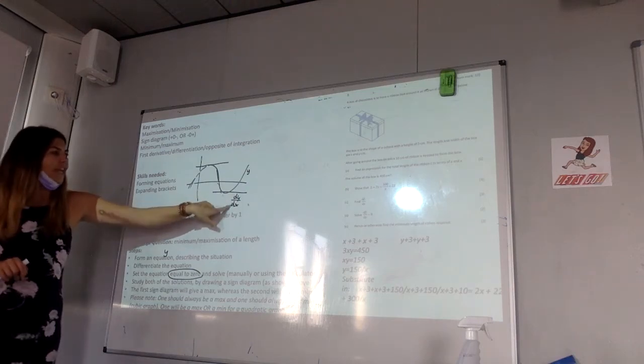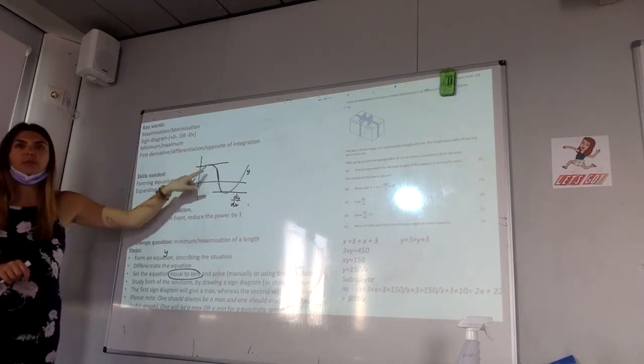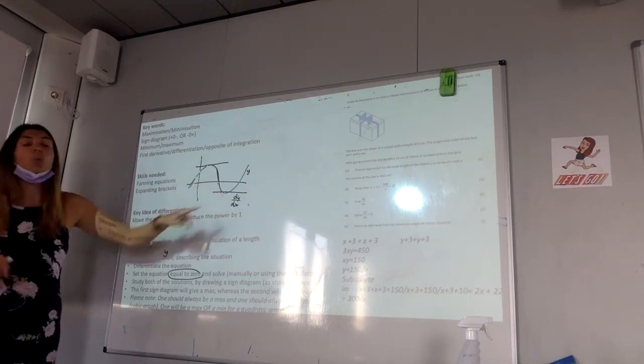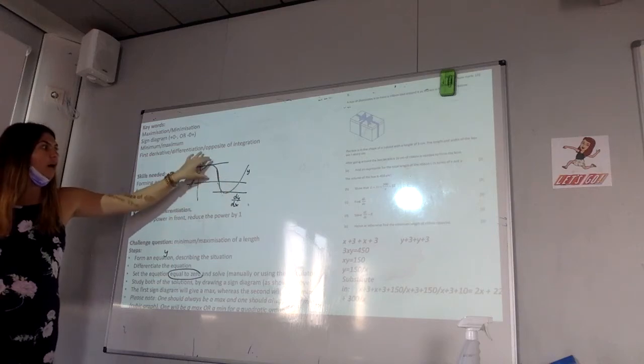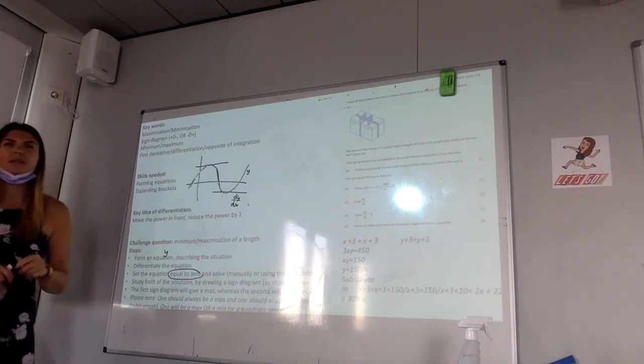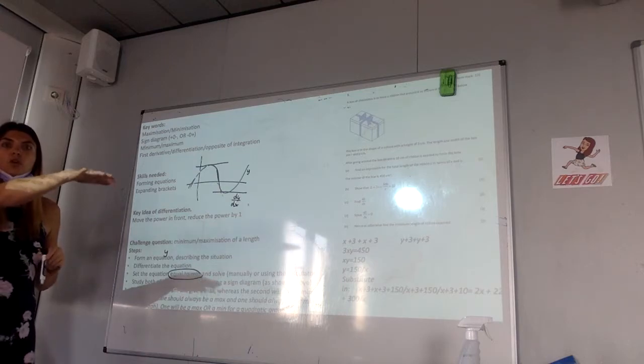This equation here is called the gradient function. It will give you the gradient at different points of the graph. If we set it equal to 0, we're going to get a 0 gradient. These two parts are a 0 gradient. Why are they 0 gradient? They're just a line like this.